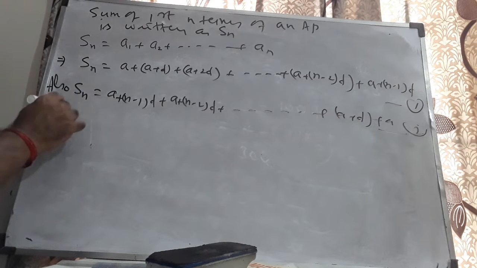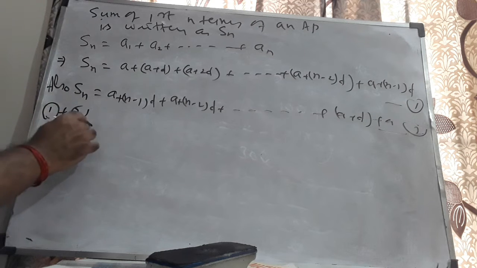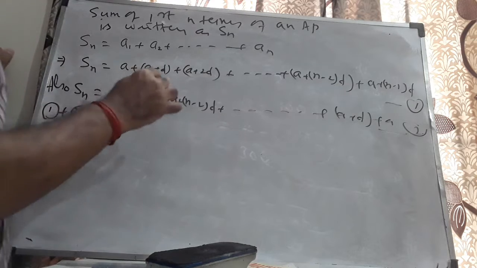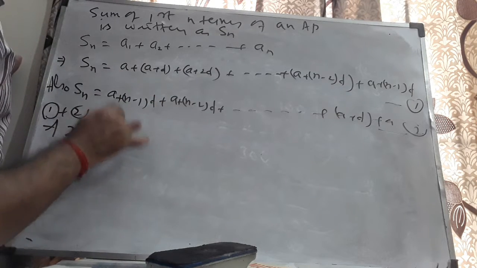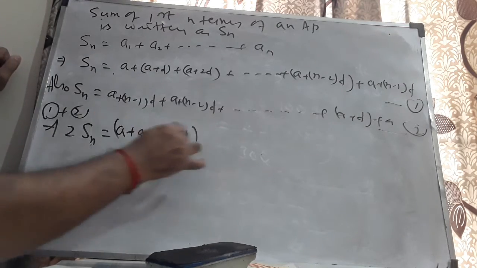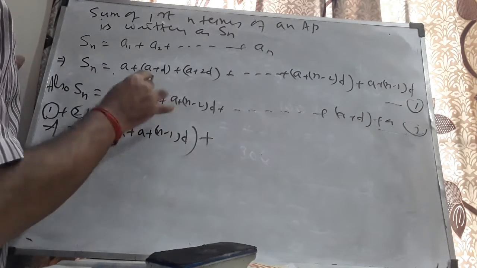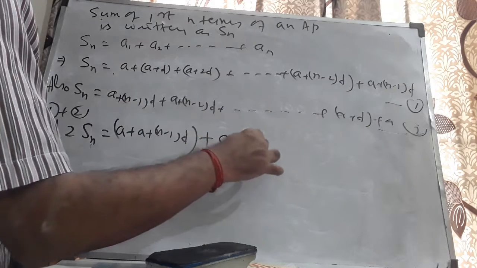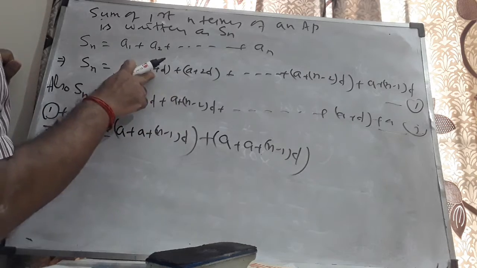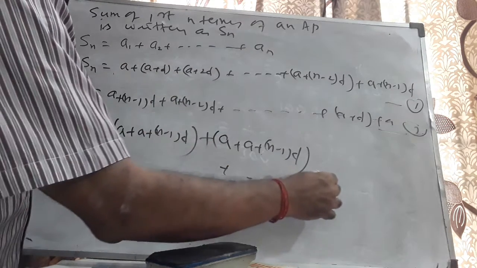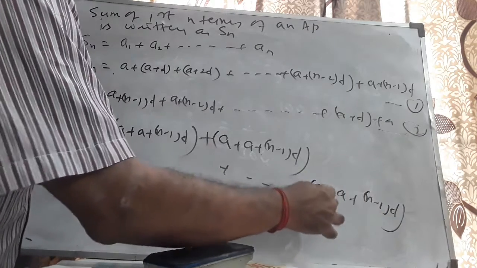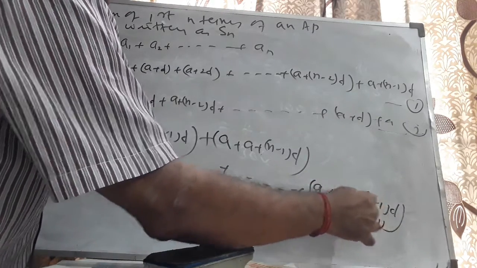Now 1 plus 2 will imply 2Sn is equal to, here I'll add term wise. First term here, A plus (n minus 1) into D, plus here again A plus (n minus 1) into D. Here n minus 2 plus 1 will be again n minus 1, plus etc. A plus here again (n minus 1) into D. A plus (n minus 1) into D.